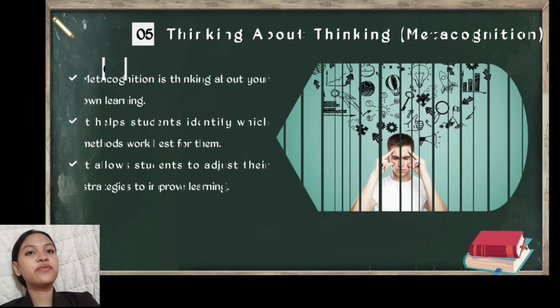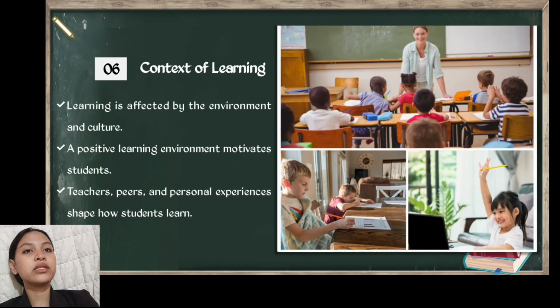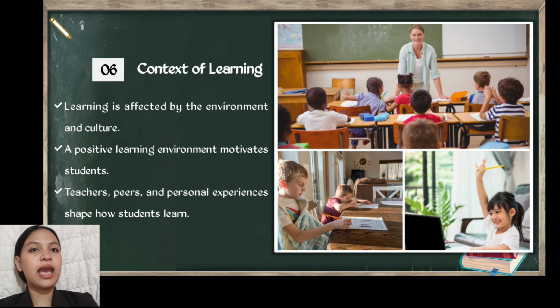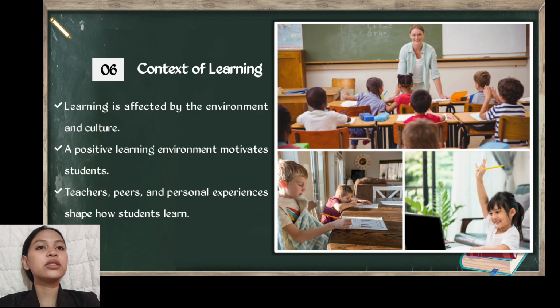So the last factor is context of learning. So learning is affected by the environment and culture. So a positive learning environment motivates students. So teachers, peers, and personal experiences shape how students learn. So the illustration shows the students learning in different environments such as classroom, home, and online.